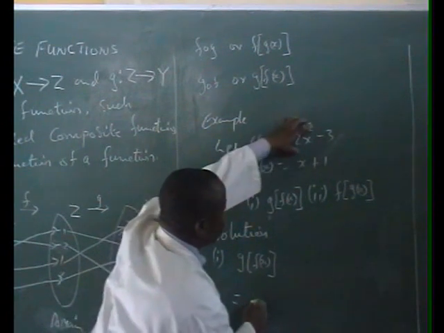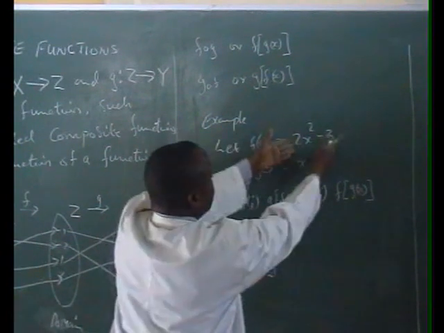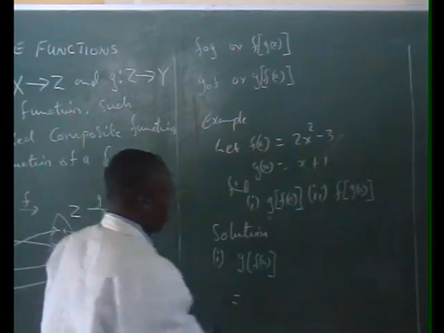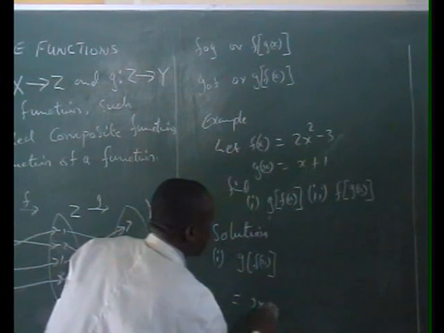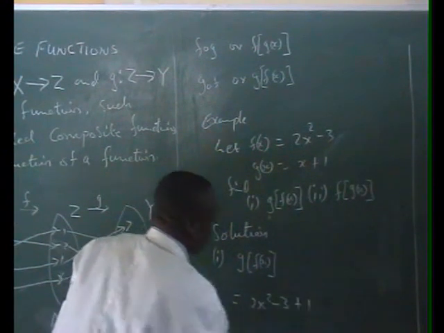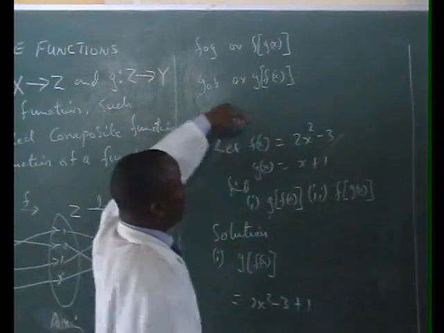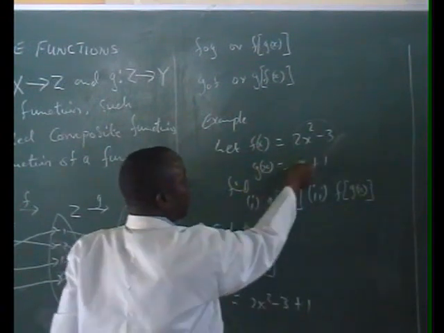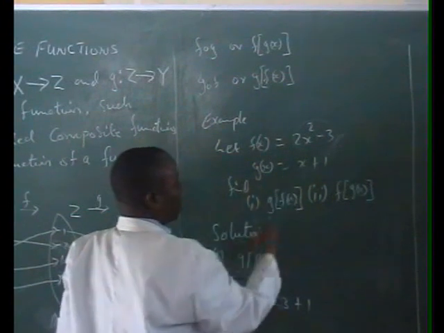So we'll put this in, you see x. Bring f of x and put it in the x of g. So we'll have 2x squared minus 3 plus 1. The whole of this function will enter here, in place of x. That is what it means.